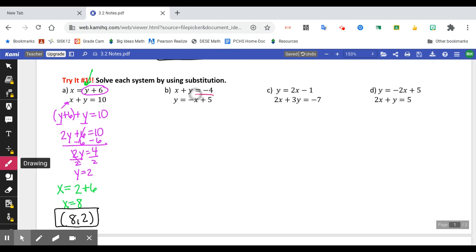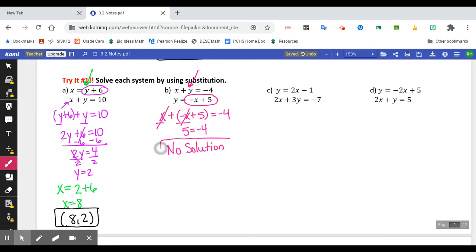So now the bottom one is a y equals, which means it's going to go straight in here for y in the top equation. Everything else stays, so x plus y comes out, and negative x plus 5 goes in, equals negative 4. Combine like terms, so x minus x, these are gone, and I have 5 equals negative 4, which it does not, so this is no solution. And again, I hope you're thinking in your head, if there's no solution, that means these would be parallel lines.